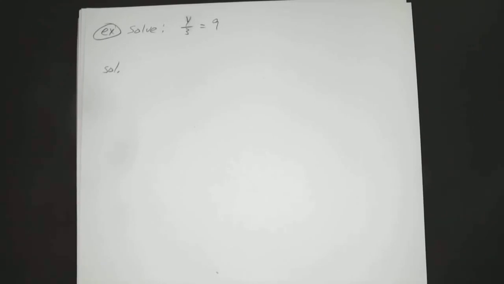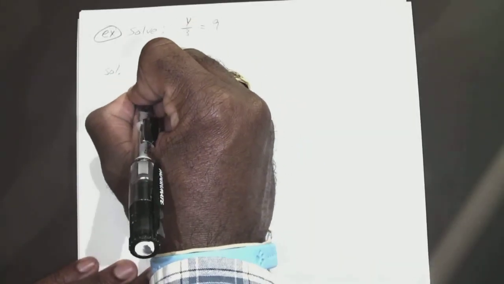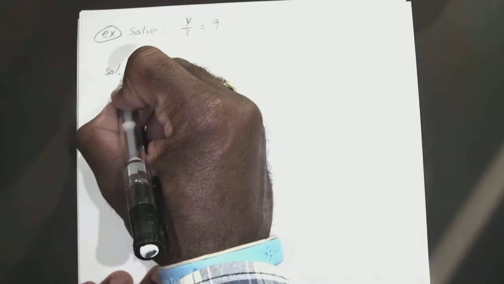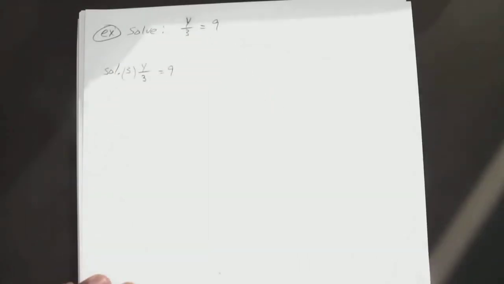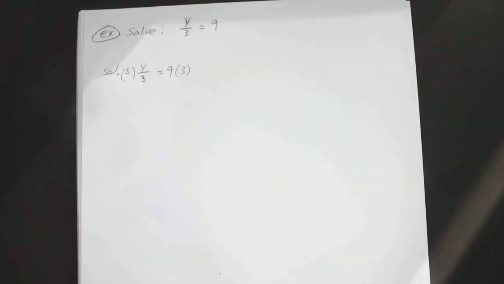No problem. So the one good thing about this is it's just divided by a number. And you know that when you're dividing by a number, to get the variable by itself, you want to multiply both sides. So if you're dividing, you're going to multiply again. So y over 3 equals 9, which means you multiply this side by whatever your denominator is. So since your denominator is 3, you multiply this side by 3 and this side by 3.